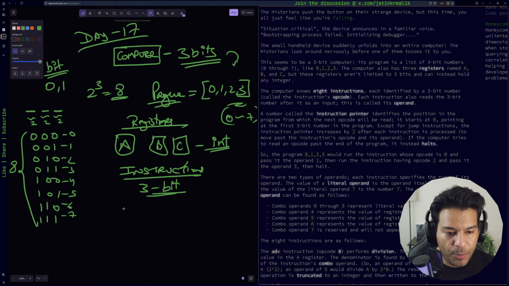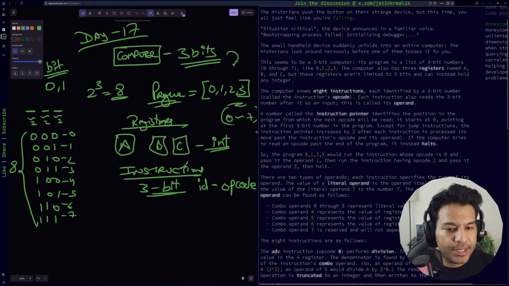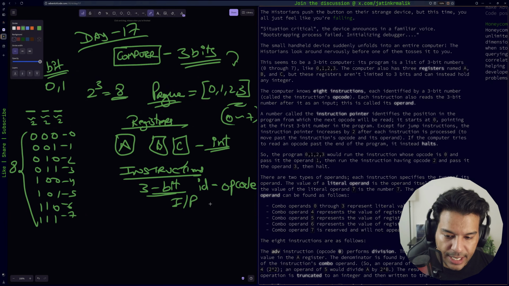That is its opcode, and here is how it is structured. We are given an example here. So the 3-bit instruction is the ID of the instruction that is called an opcode. And each instruction also reads a 3-bit number after that as an input that is called an operand. So after the ID, we have something called an operand.